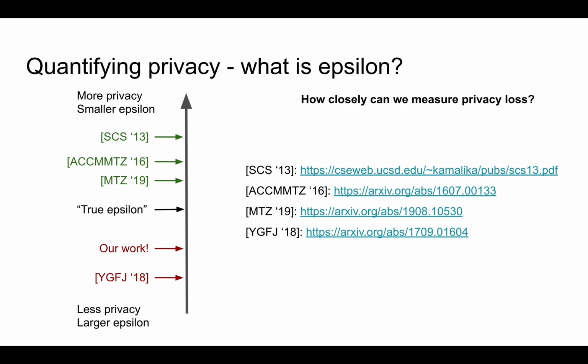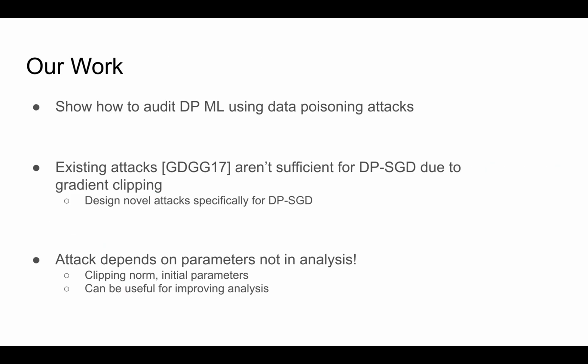The current gaps between the best attack and the best analysis, though, are off by a factor of around 100 or even more, making setting parameters really difficult in real deployments. This raises the question: how closely can we get to this true epsilon value, the true privacy loss of the algorithm? This is where our work comes in.